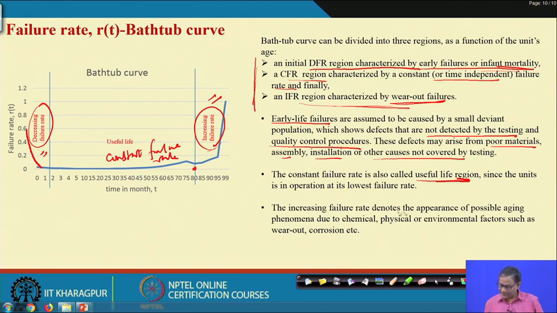And the increasing failure rate comes near the appearance of possible aging phenomena. So, why? Because definitely age means wear out, the worn-out phase. Chemical, physical and environmental factors are responsible for such wear out. Also, corrosion and other things will be responsible.